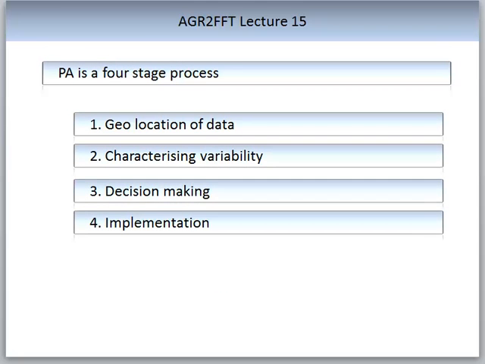Precision agriculture is traditionally conducted across 4 stages. Firstly, geolocation of your data. Secondly, characterizing your variability. Thirdly, making some decisions based on your variability characterization. And fourthly, implementation of your decisions.